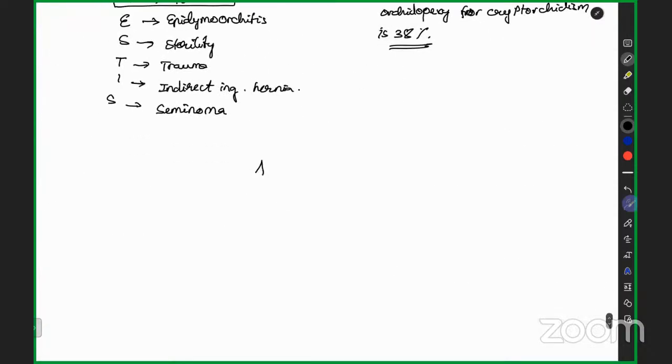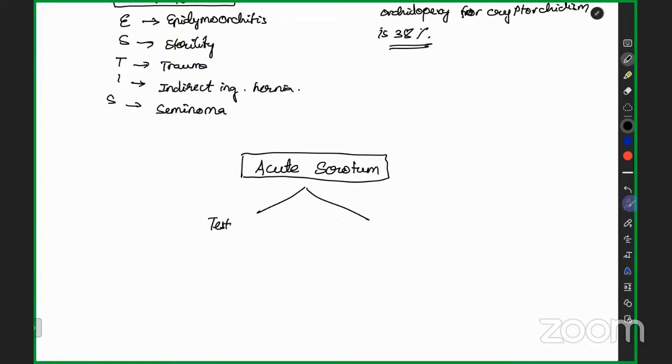So now we are going to start discussing acute scrotum. Put the heading as acute scrotum. Under acute scrotum, we have two important conditions. Just two conditions. One is your testicular torsion, and the other is your epididymo-orchitis. So you have testicular torsion and you have epididymo-orchitis.